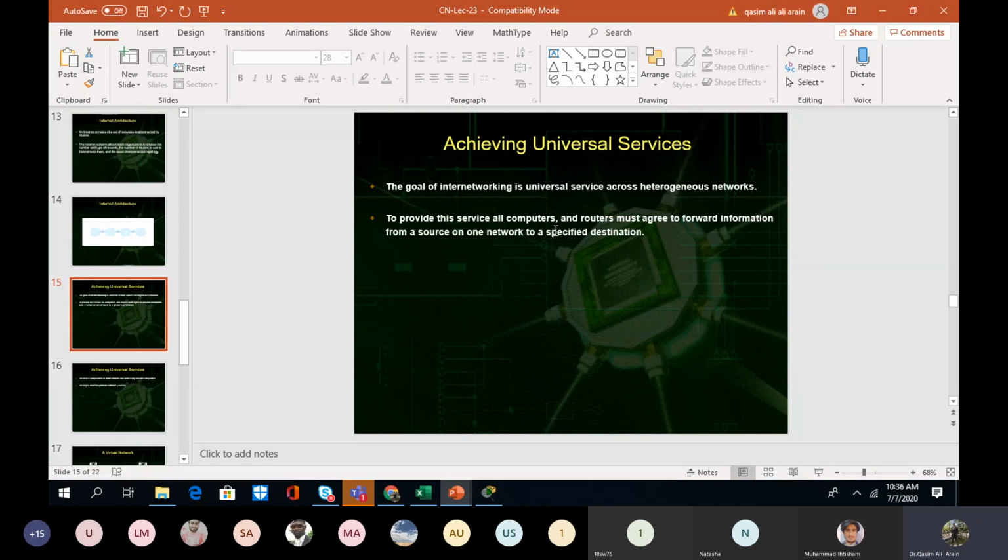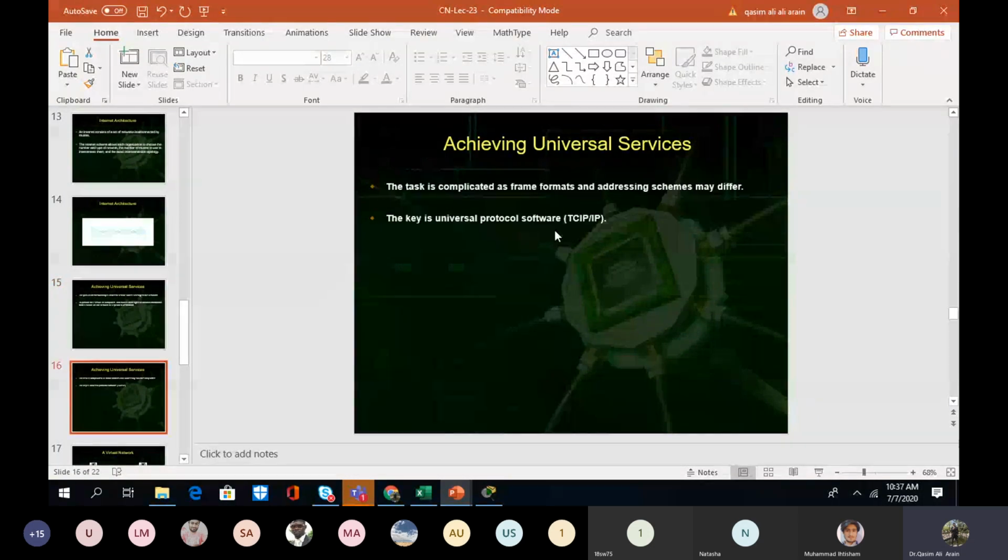There are certain communication protocols which are being used over a network for any sort of communication. ठीक है, तो अगर आप protocols फॉलो नहीं कर रहे हैं तो आपकी कम्युनिकेशन पॉसिबल ही नहीं है. So for that reason we are going to have a universal service. अब वो protocols क्या हैं? The task is complicated as frame formats and addressing schemes may differ. The key is universal protocol software that is called TCP/IP.